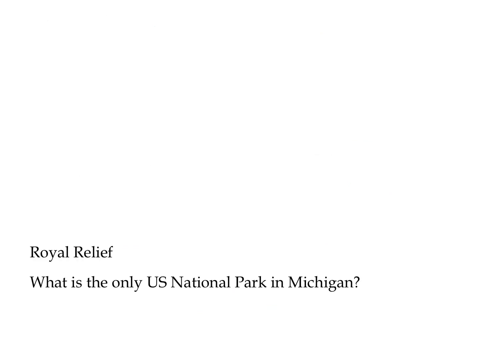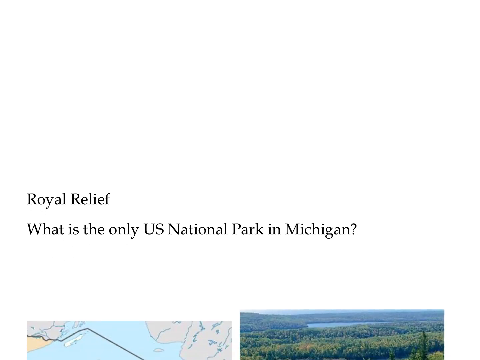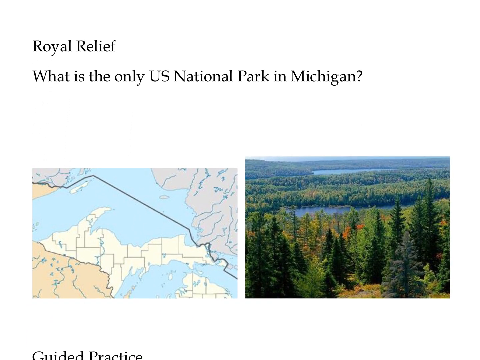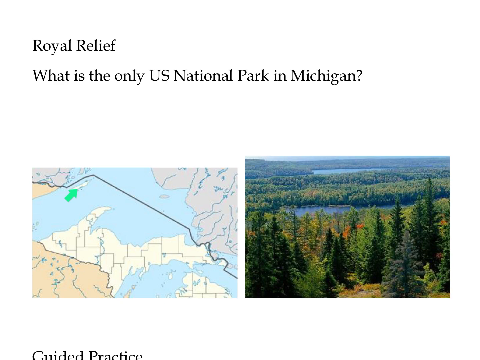Before we look at some more linear equations with these parallel and perpendicular slopes, a little relief, royal relief. What is the only U.S. national park in Michigan? The Royal Relief. It's a little bit of a clue. You may not know this, but it's Isle Royale. This is Isle Royale right here. It's actually closer to Canada than it is to Michigan.